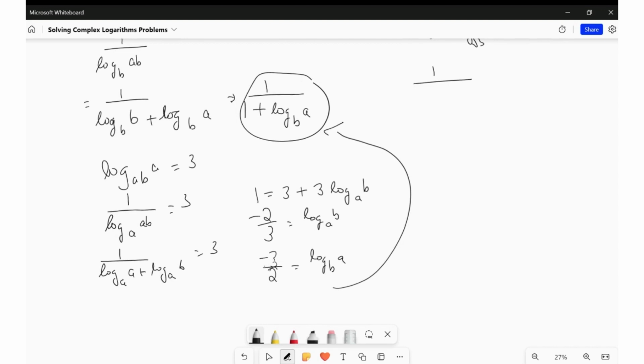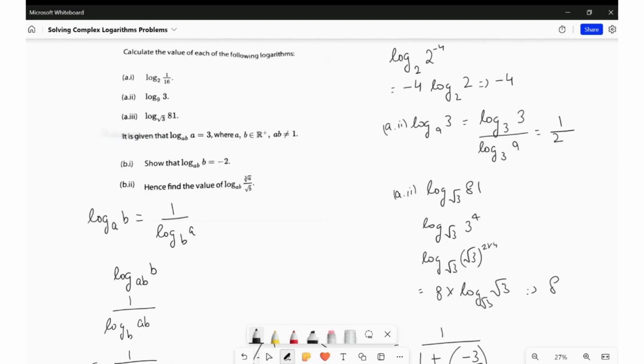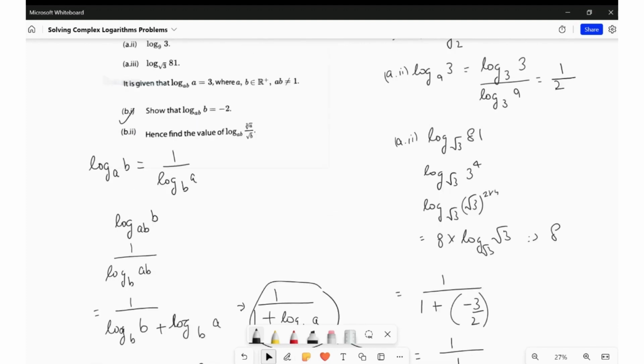Now 1 by 1 plus minus 3 by 2. Okay. Now 1 by 1 minus 3 by 2, it is minus 1 by 2. So the answer is minus 2. So this part is complete. We have shown that this is equal to minus 2.